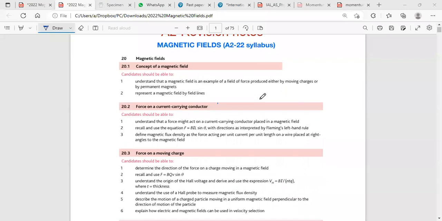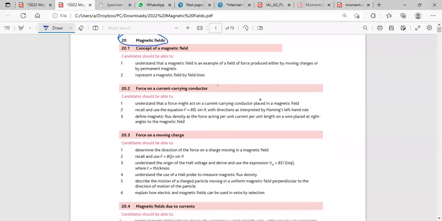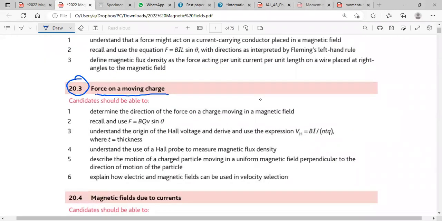Okay, so in the magnetic field topic, now we have to discuss a very important section, which is 20.3, force on moving charge. We'll look for the direction of force on the moving charge, how the force acts on it, and in which circumstances or scenarios the force is not acting on the charge. And then we have to look at this expression, F is B times charge times velocity into sine theta. This is the expression for force on the charged particle.